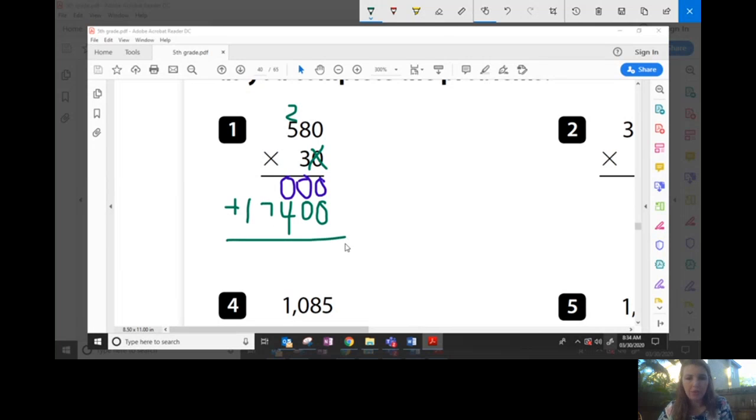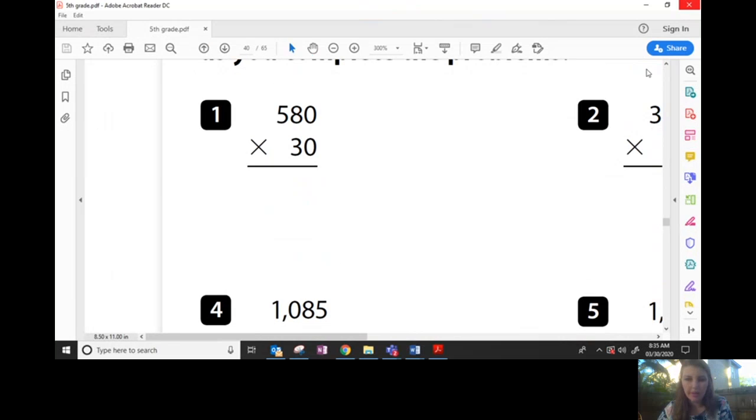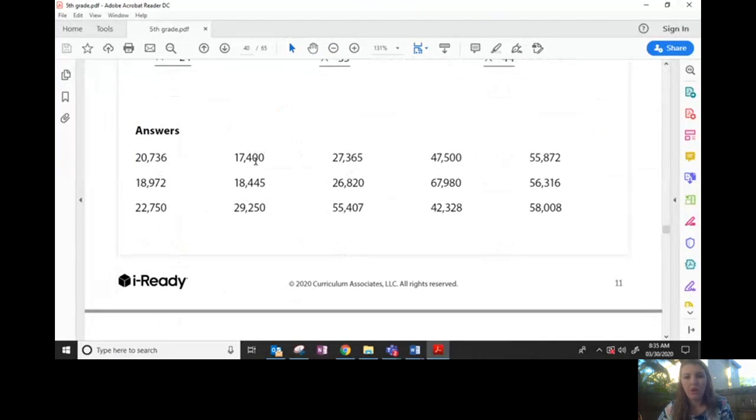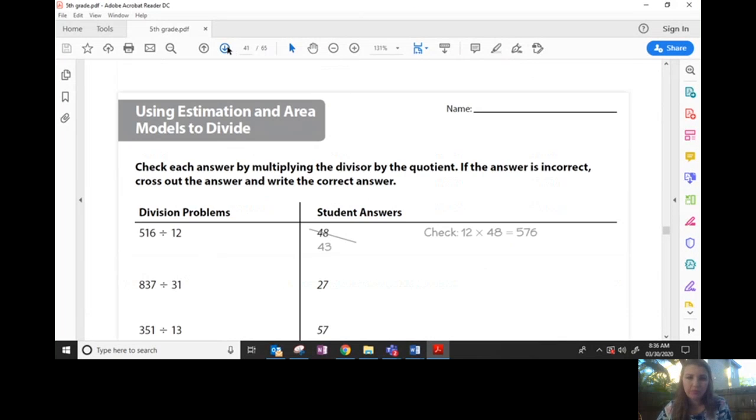Okay, add up my two partial products. The ones place will be 0. Tens will be 0. 4 in my hundreds. 7 in my thousands. And 1 in my 10,000s. So 17,400. And if I was to scroll to the bottom of the page, 17,400 is right here. So I would cross it out. I would know that I was probably correct.